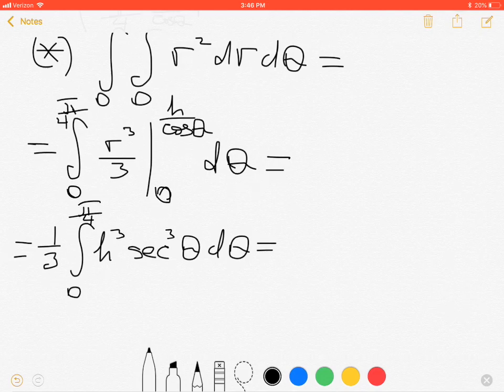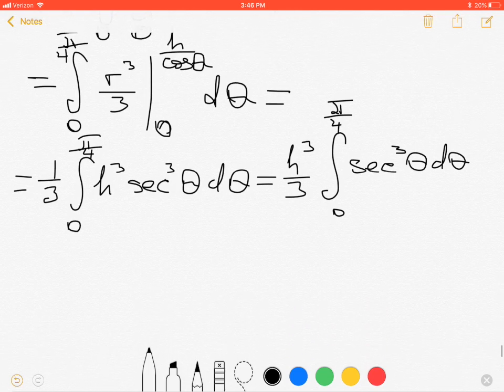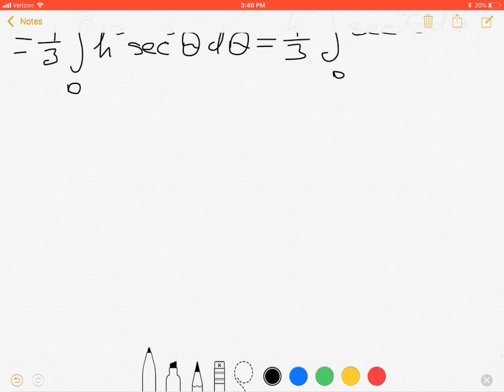Okay, we have h cubed over 3. Here we need to remember what the integral of secant cubed is. Okay, guys, because you have an open book final, it does not depend on whether I tell you open book or not. I know my students open it, but it's okay, no problem.